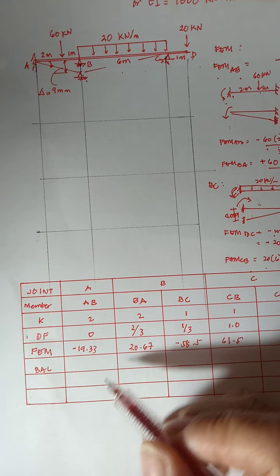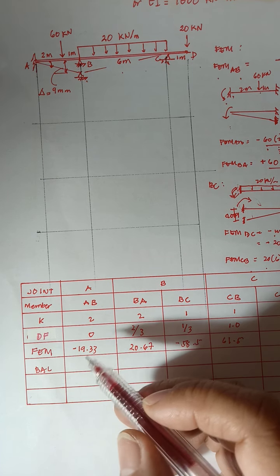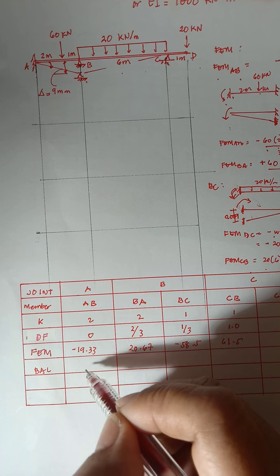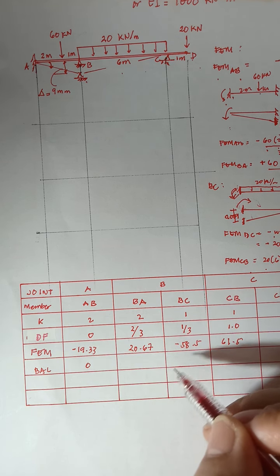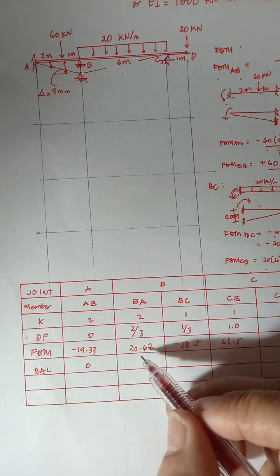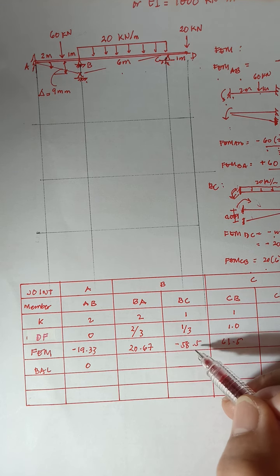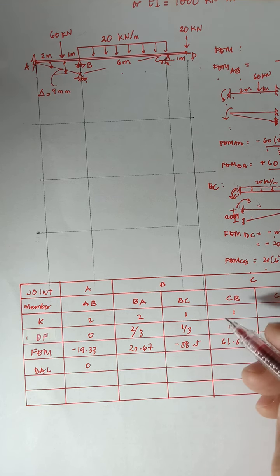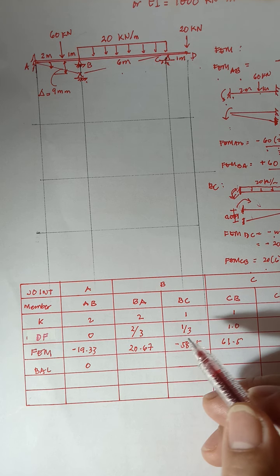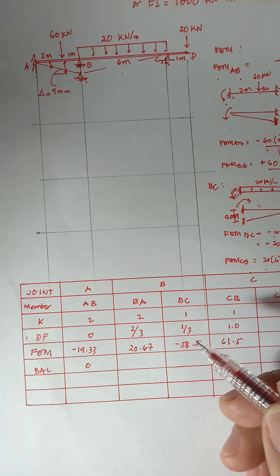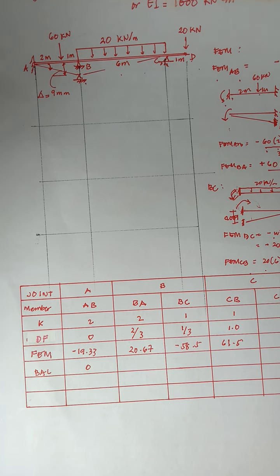For AB, that is a fixed support, so you don't balance it, since your DF is 0. So at joint B, you have 20.67 and minus 58.5. So there is an unbalanced moment. The unbalanced moment, you take the difference and multiply it by the distribution factor, with opposite sign.